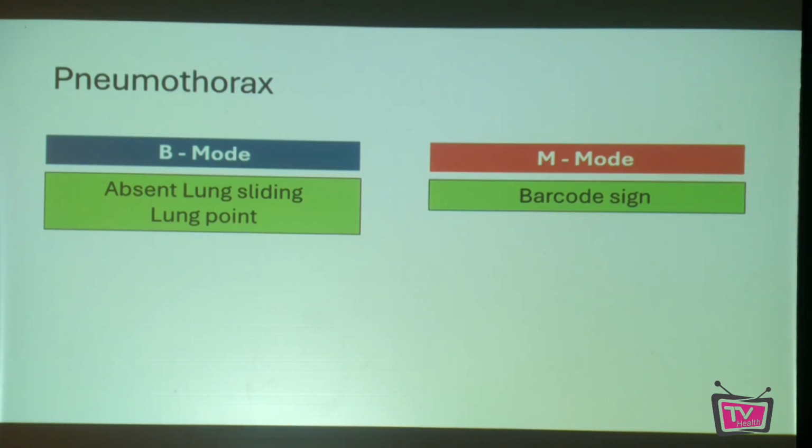In case of pneumothorax, there will be an absent lung sliding sign. There will be presence of a lung point. And when you do an M mode, you will classically find the stratosphere sign, also called the barcode sign. The most highly sensitive sign to evaluate if there is a pneumothorax is the lung point. Very important when you are looking at stabilization of the patient.